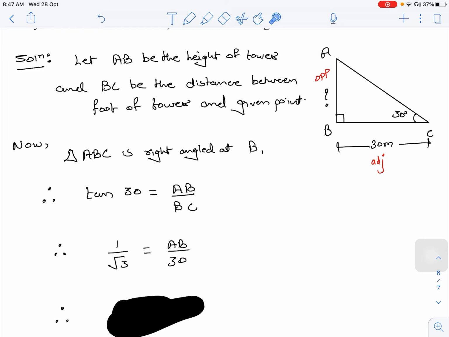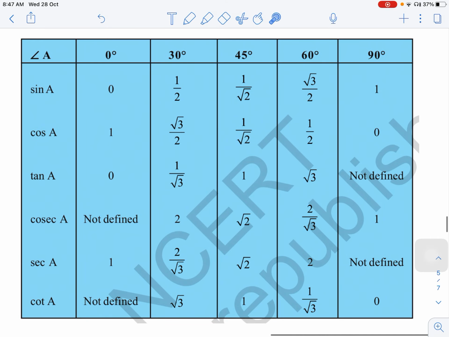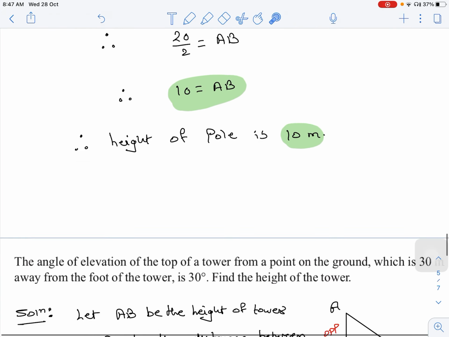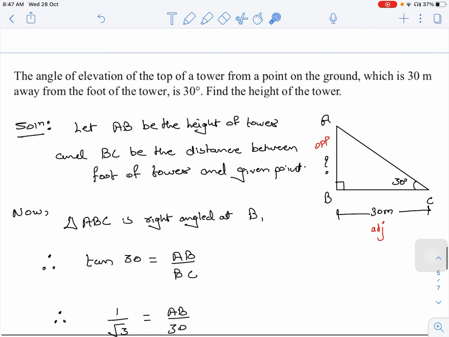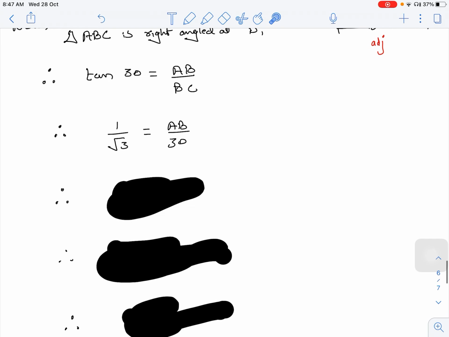Now tan 30, how did we get this value? We got that value from this table. So tan of 30 degrees is 1 upon root 3. So in the next step, what are we getting? Therefore, 1 upon root 3 equals AB upon 30. Now, we will keep AB on the same side and all the remaining numbers on the other side. So in the next step we will get, 30 upon root 3 equals AB.